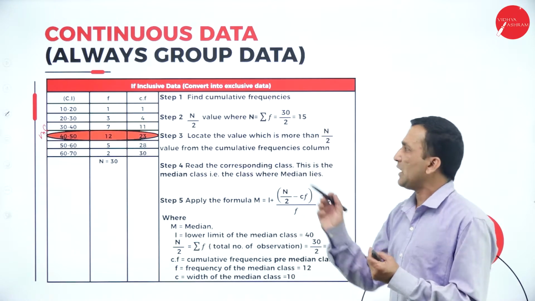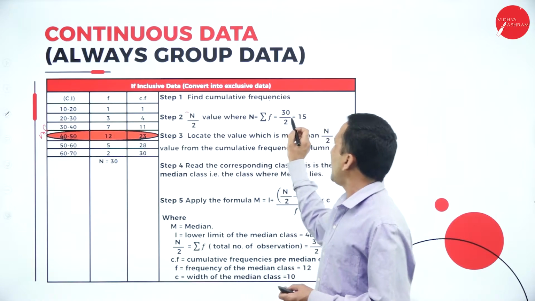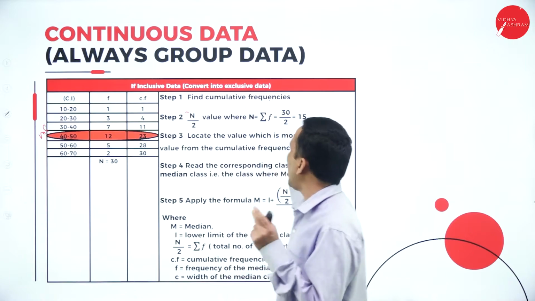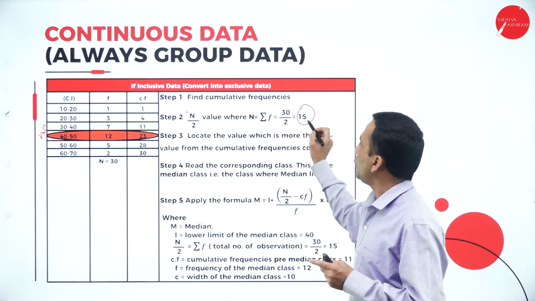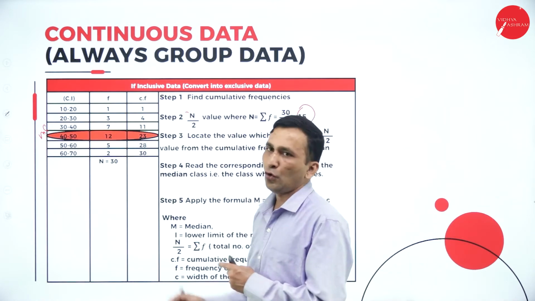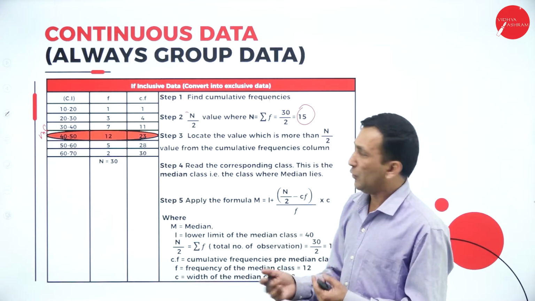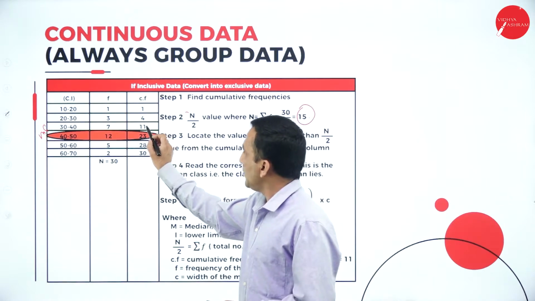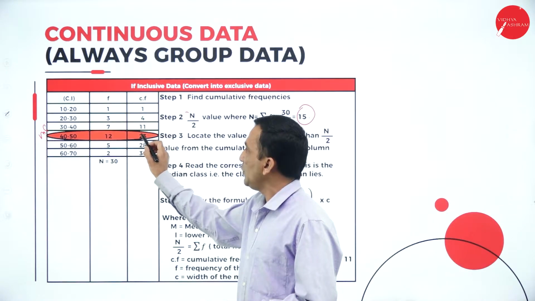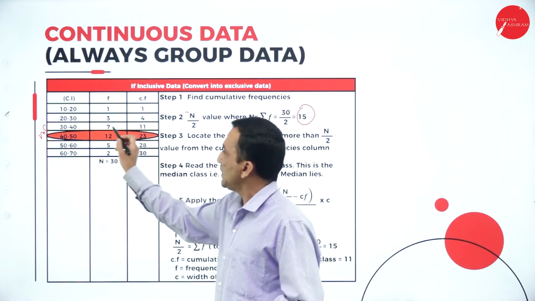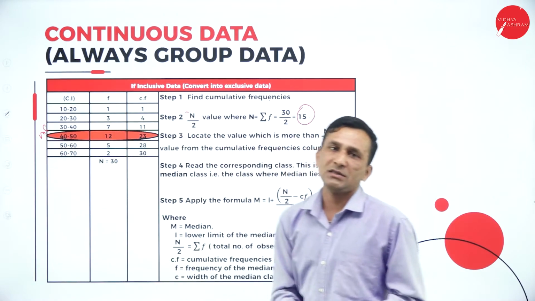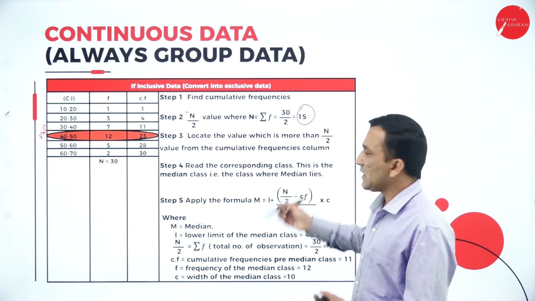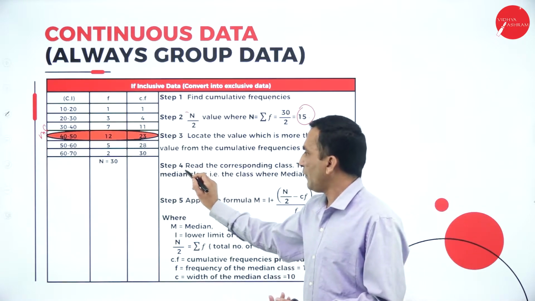Now we apply the formula to simplify the value: 30 divided by 2 is 15. Again the third step, locate. Once you have calculated the n by 2 value, we need to locate the cumulative frequency more than 15. More than 15 means, after 11, the value is 23. I will consider this class to be the median class. Are you getting it?